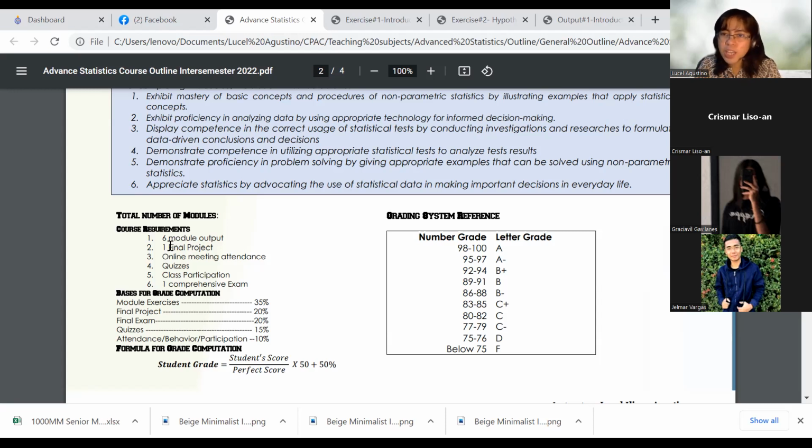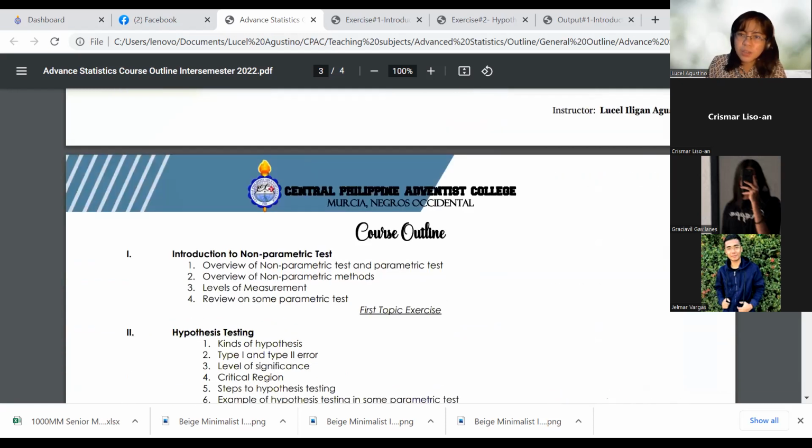And then final project, that would be poster making, 20%. Then final exam, this is the comprehensive exam. What I mean is comprehensive exam, that is 20%. Then your attendance and behavior, 10%. So you're already aware of the grading system here in CPAC, so I don't need to discuss it.